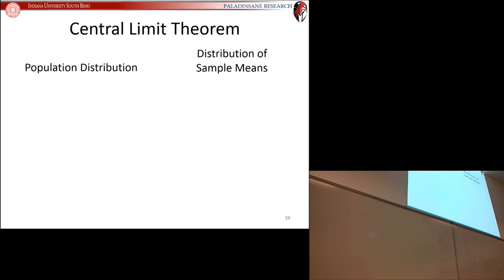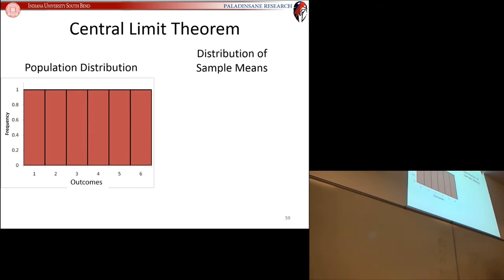So if we have a population distribution that looks like this, which is dice rolls, right? So this was the dice roll population distribution. We don't know what this shape is, right? So let's say that this shape was unknown to us, which is typically what happens in psychology.